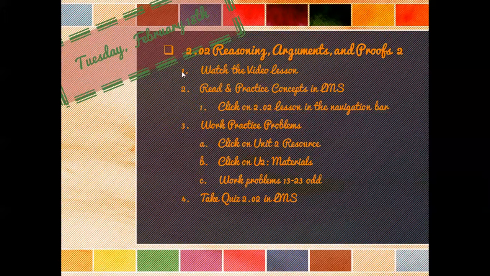So the first thing that you're going to do is watch the video lesson. And then after that, you're going to click on 202 lesson in the navigation bar. You're going to go through all of the slides. After that, you're going to work the practice problems. So you're going to click on Unit 2 resources, U2 materials, and then you're going to work problems 13 through 23 odd. Check your answers because none of this stuff is for a grade. All this stuff is just getting you ready. And then you're going to take the quiz, which is 2.02 in the LMS.